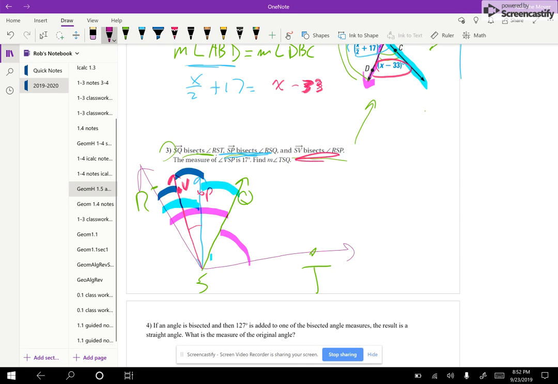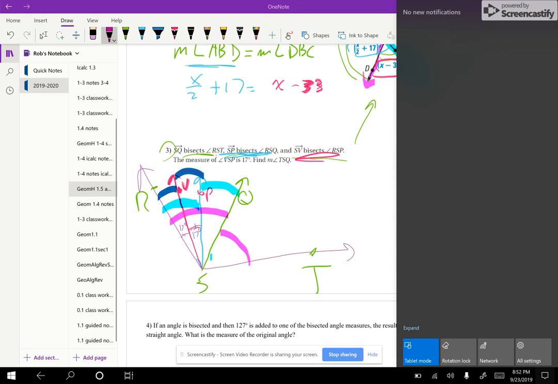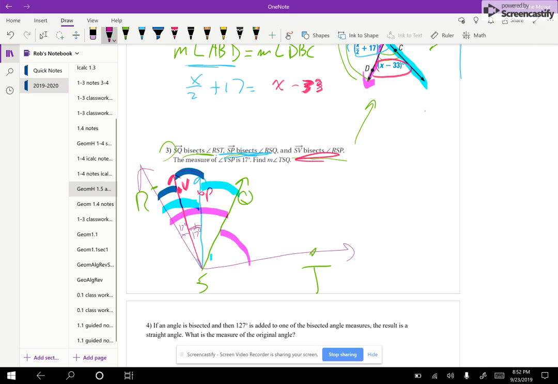I'm sorry. Okay, so this right here is 17 degrees. Now, since that is 17, see this blue one I marked up here? This is 17 degrees. So this has to be 17 because it bisected. This red line bisected that blue and maroon angle. So this is 17 in here, right? And we're looking for the measure of angle TSQ. I'm looking for this angle over here.